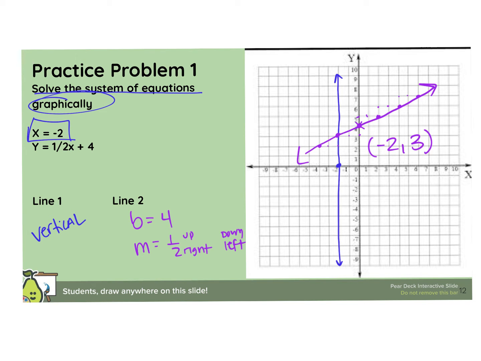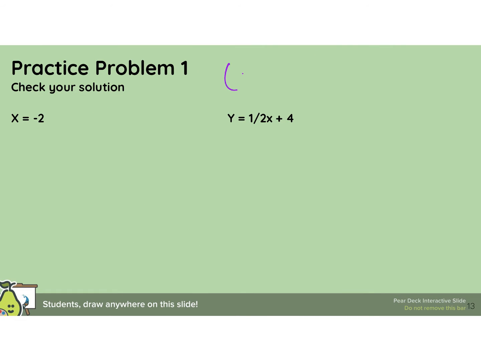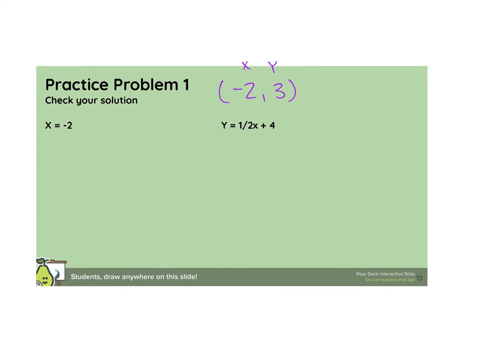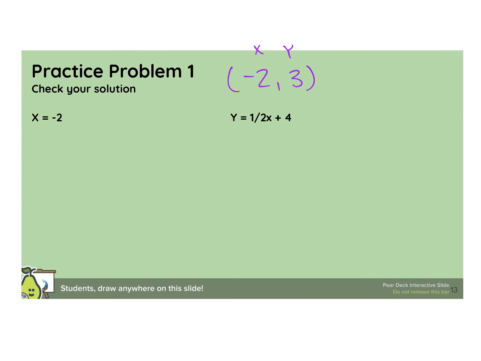So I think this is the solution. On the next slide, we're going to check that. So -2, 3. Remember, the first number is your x, the second number is your y. So we're going to plug this in. The first equation is pretty easy. So instead of x, I put a -2 in its place, and there's no work to do. -2 equals -2, so it checks out.